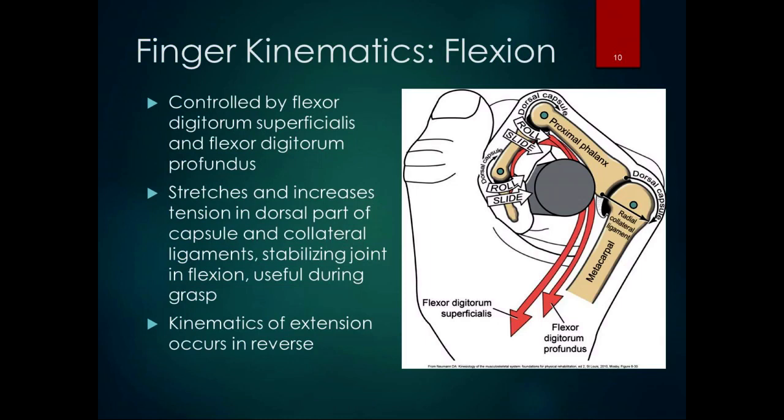So for finger flexion, the motion is controlled by the flexor digitorum superficialis and the flexor digitorum profundus, and we'll talk about the relationship of those two muscles. Those 8 tendons that go out to each, 2 to each of the 4 fingers, those are the tendons that pass through the carpal tunnel.